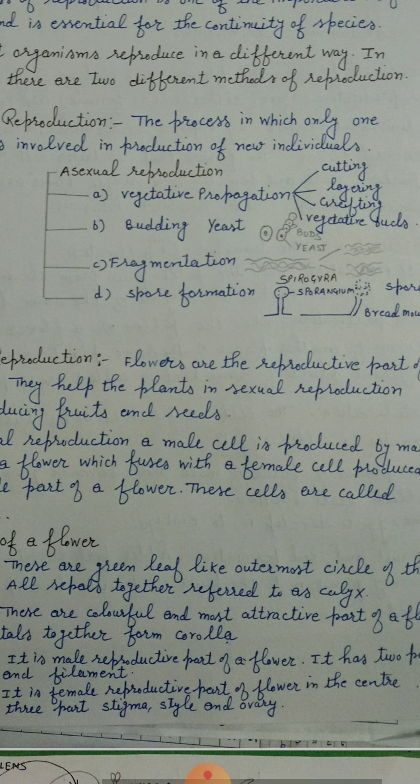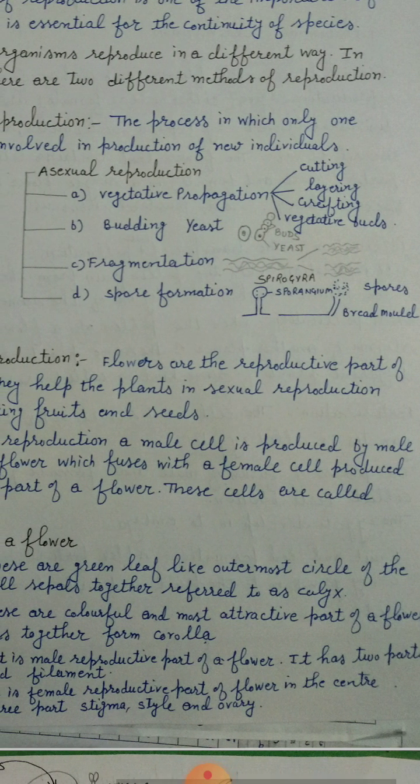There are different ways, like vegetative buds. As you have seen in potatoes, there are small structures, buds, present on the potato. We also call them eyes. We cut the pieces of potato. Every piece should contain an eye, and we sow it in the soil. It will produce new potatoes.